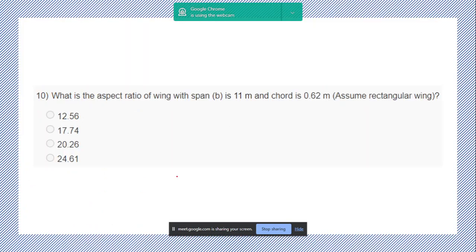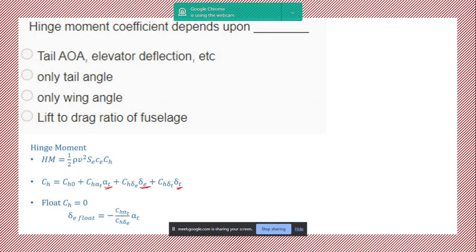Okay. What is the aspect ratio of a wing with span 11 meters and chord 0.62 meters? Assume rectangular wing. So what is the formula for aspect ratio? Yes. So in this case, it is b by c. So it is 17.7.